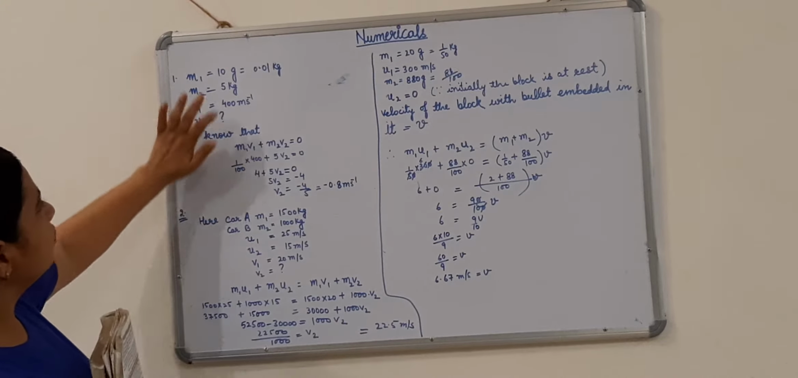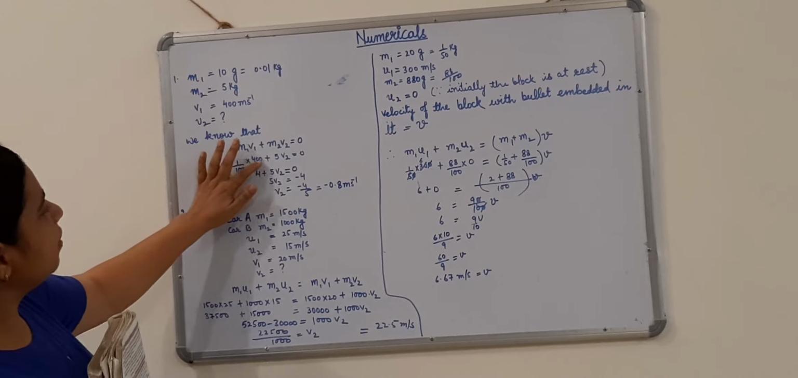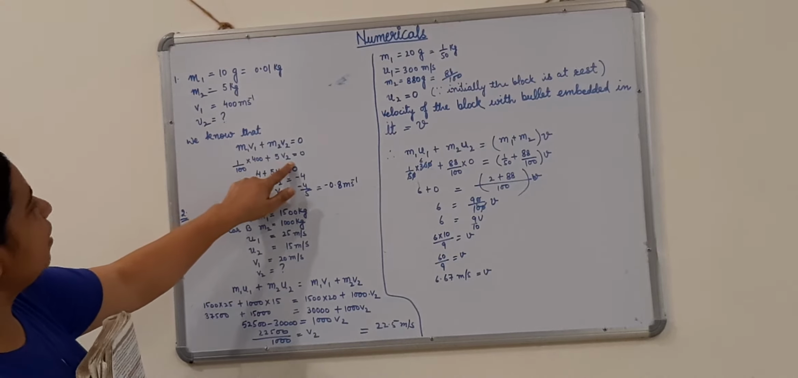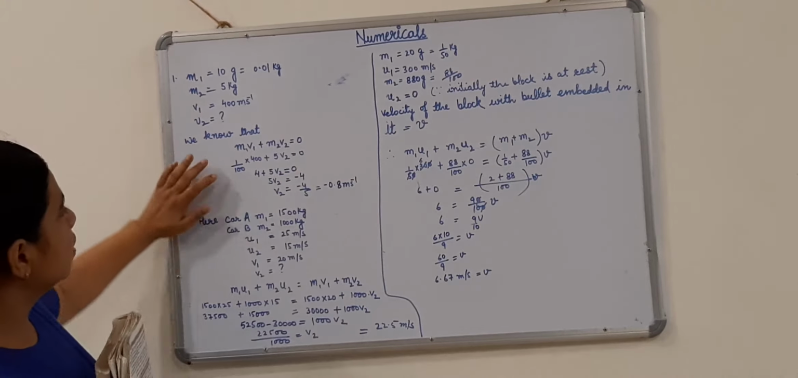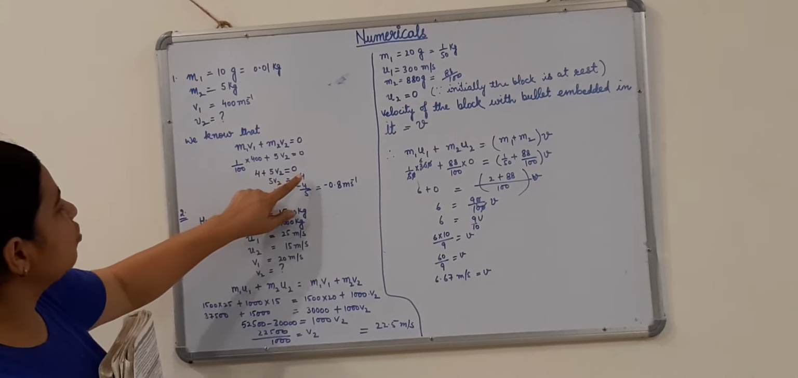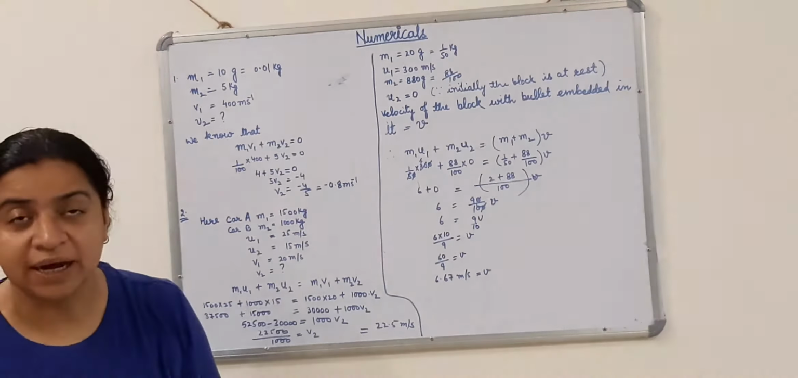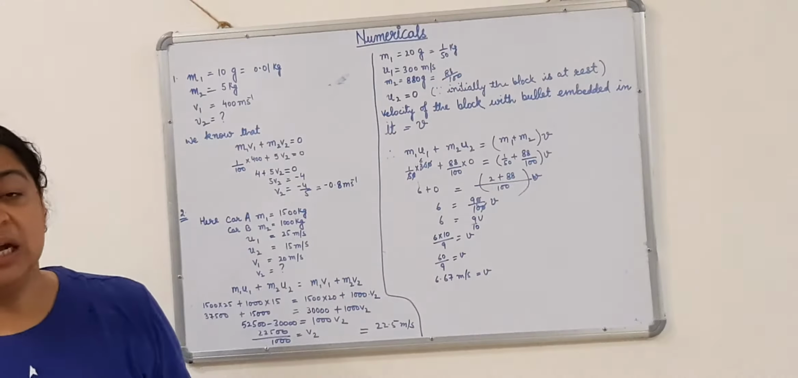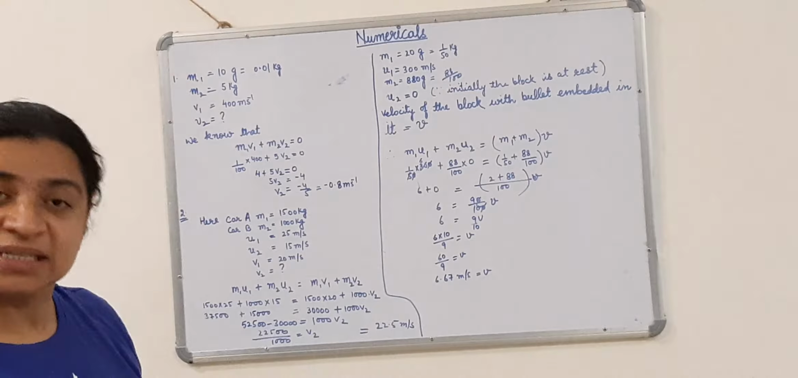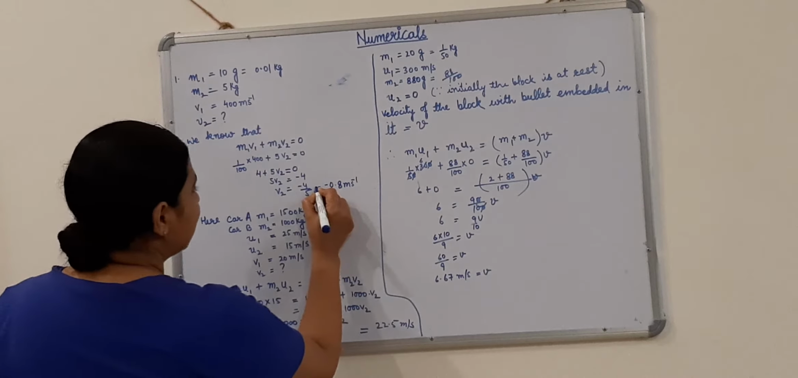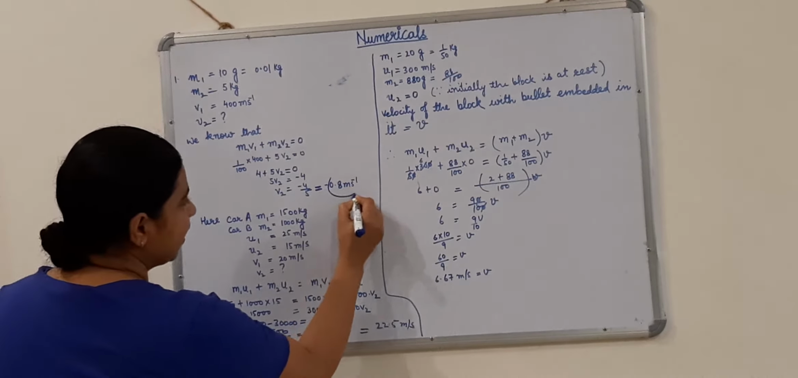What is m1? 0.01 kg, that is 1 upon 100. Velocity v1 is 400 meter per second, plus m2 is 5 kg and v2 we need to find out, equals the initial momentum, which is 0. When I solve, I get 4 plus 5 v2 equals 0, 5 v2 equals minus 4, v2 equals minus 4 upon 5, that is minus 0.8 meter per second. We know that velocity has magnitude as well as direction. So the speed with which the gun recoils is 0.8 meter per second.